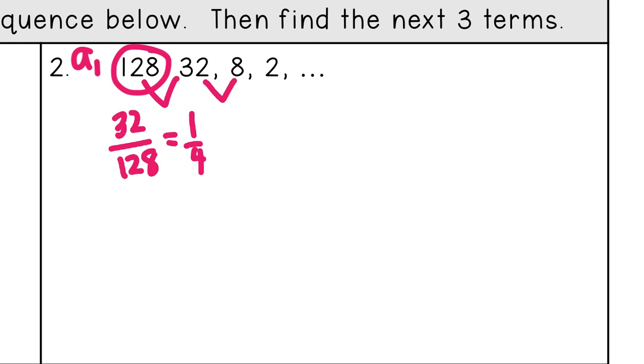32 divided by 4 is 8. So that means that they're multiplying by 1/4. And then from 8 to 2, you would have to divide by 4. So again, that's 1/4. So that number is our common ratio. Remember, when it's geometric, it's a ratio.